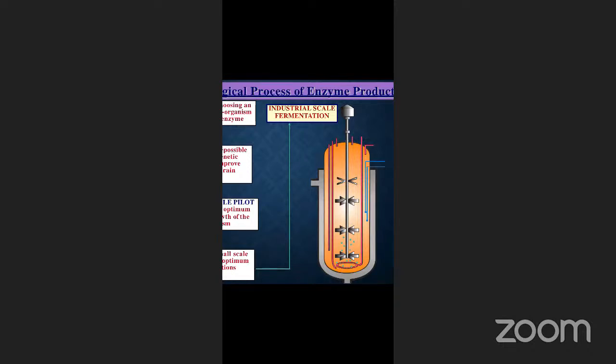Why do we have to do all these things before that? Because it actually costs very high. If we fail at large scale, it will be a loss of money, time and effort, everything. So before going into that, first we have to ensure that it is successful and all the conditions are perfect. Okay, this is the general process of how enzyme biotechnology is done.